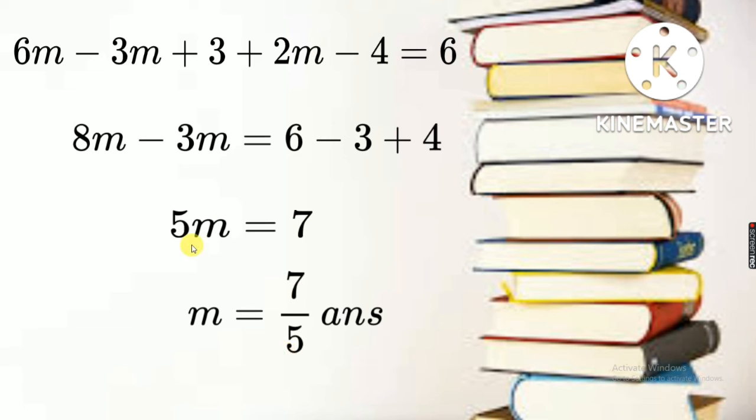How does this come? You know very well that here 5 is multiplied with m. When we transpose it to the other side, it is converted into division. So here we go with our answer. m's value is 7 upon 5.